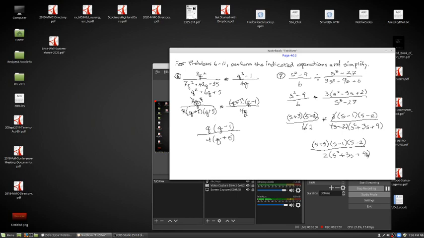Okay, so the only difference here is because it was division, we flipped the second rational expression first.